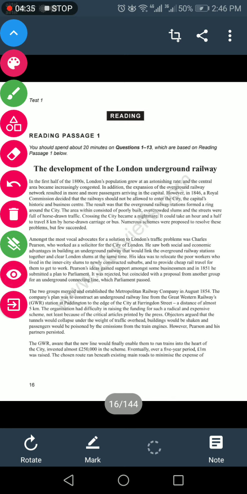Who worked as a solicitor for the city of London. He saw both social and economic advantage in building an underground railway that would link the overground railway stations together and clear London slums. At the same time, his idea was to relocate the poor workers. Students, exactly from here we find our location. His idea was to relocate the poor workers who lived in inner city slums to newly constructed suburbs. So here we get our answer, suburbs.